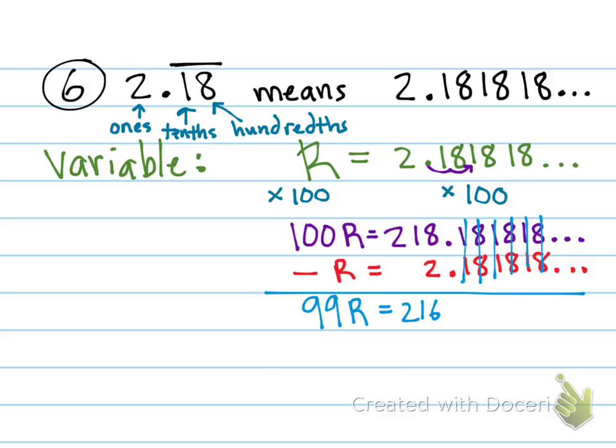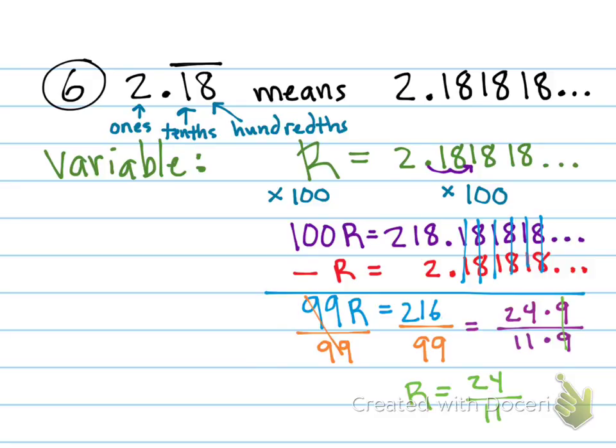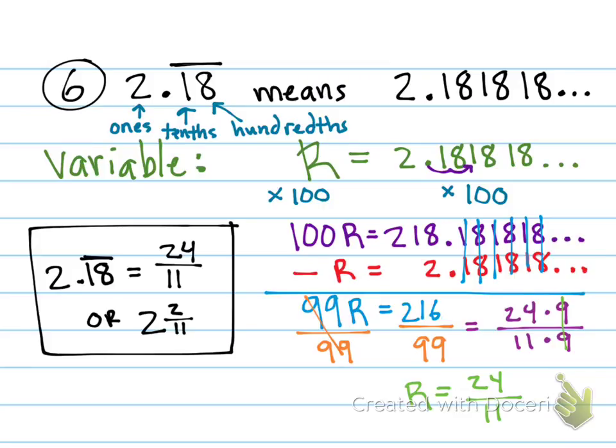Now we're going to divide by 99 to show that our original number is equal to 216 over 99, which can be factored and simplified to equal 24 over 11. This means that the repeating decimal 2.18 repeating is equal to 24 elevenths, or 2 2/11.